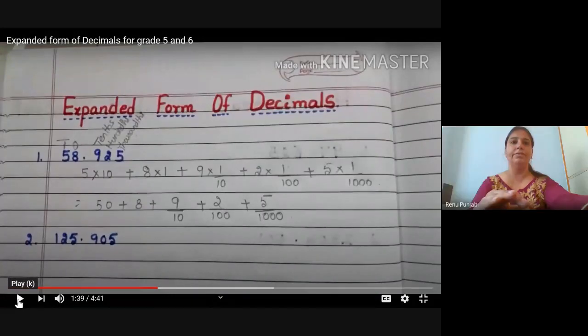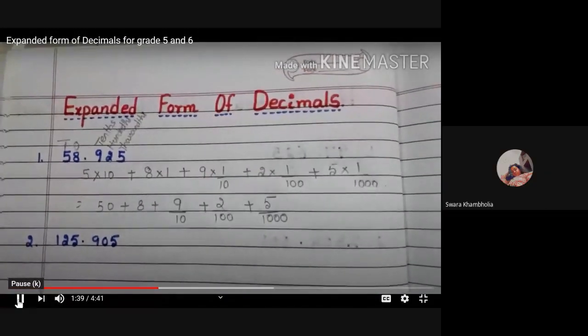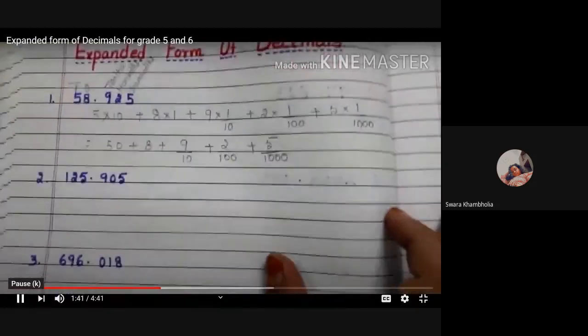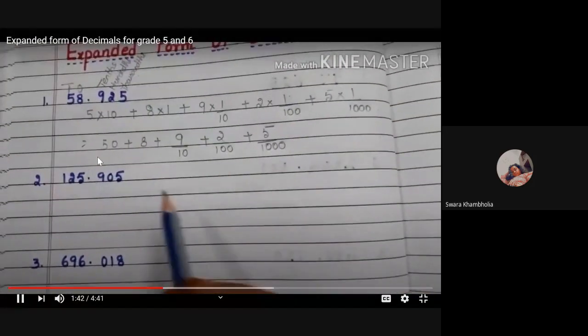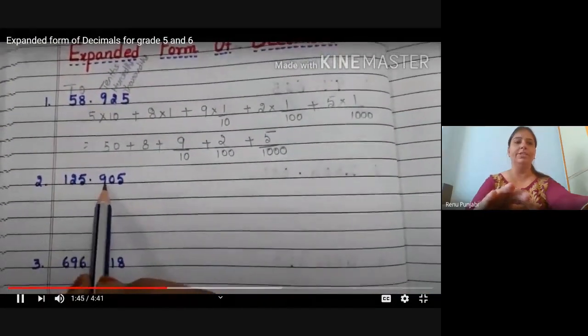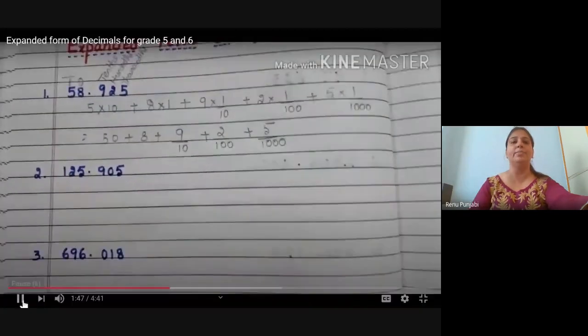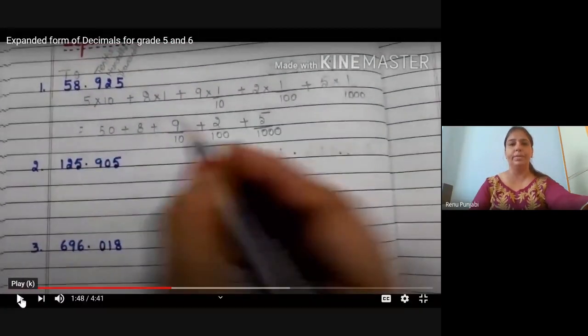Okay, let us go to another example. Here we have the decimal number 125.905. Let us see the places, children. Please write these examples in your notebook with the expanded form method and with the fractional form.